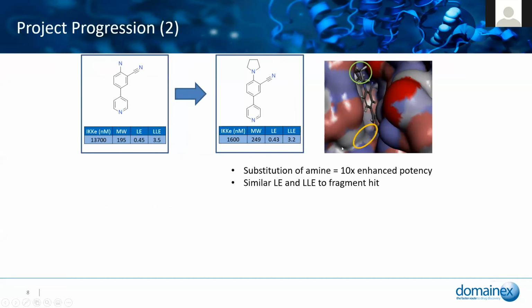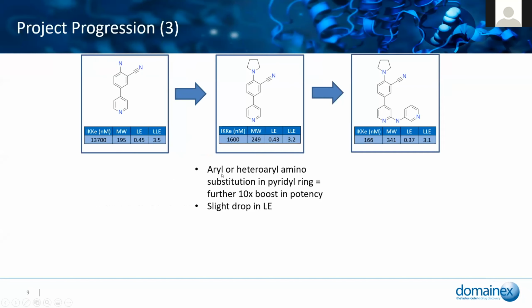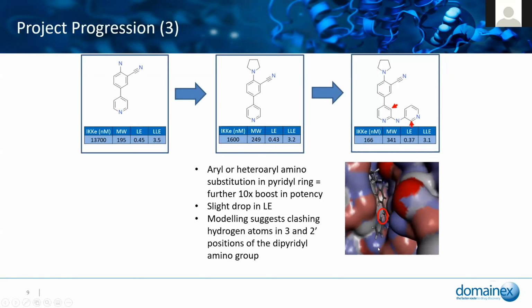We then said, well, what happens if we further substitute here? And we tried a range of things there. We tried directly adding aromatic rings. We tried adding substituents that would link through carbon or oxygen or nitrogen atoms. But the thing which really worked best for us was to add either an aryl or a heteroaryl ring with an amino linker. And that gave us a further 10-fold boost in potency. So we're now getting into the sub-micromolar range here. And this was very encouraging.